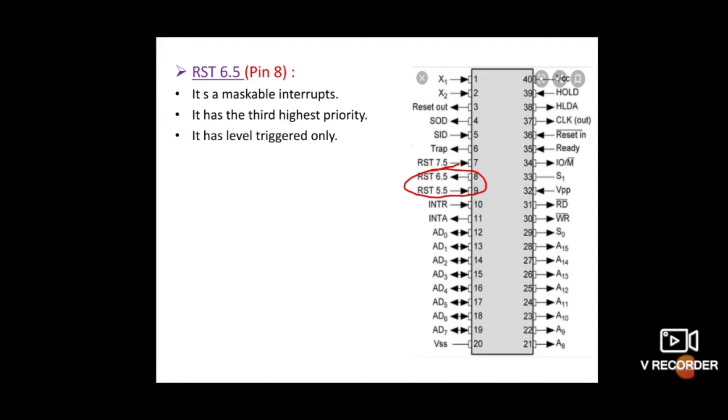You know what we mean by vector? That is the 0034H memory location. It is a maskable interrupt because the cause is an internal restart that is automatically inserted.